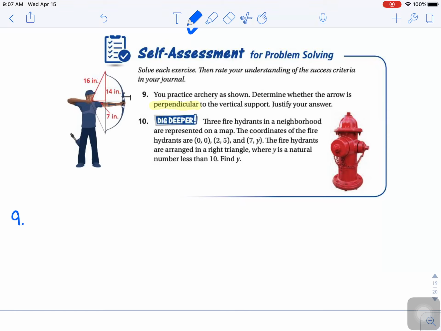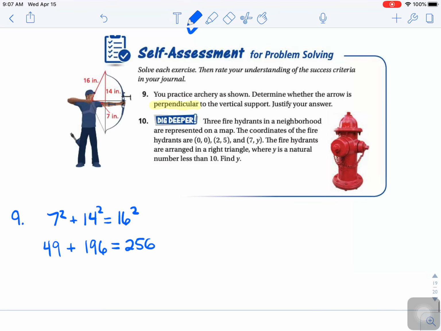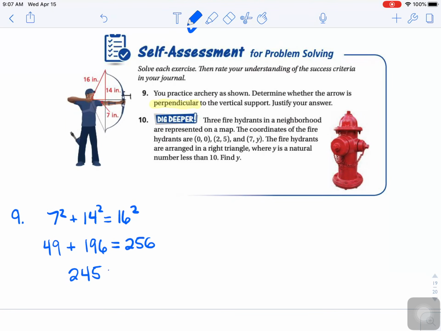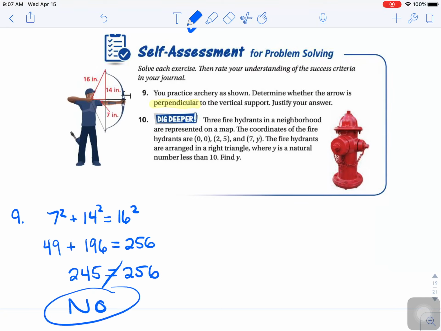So to decide if it's a right triangle, I'm just going to plug in my sides, which are 7 and 14, and then my longest side is 16, so 49 plus 196 equals 256, and that would add to 245 equals 256, which is not true, so no, it is not perpendicular.